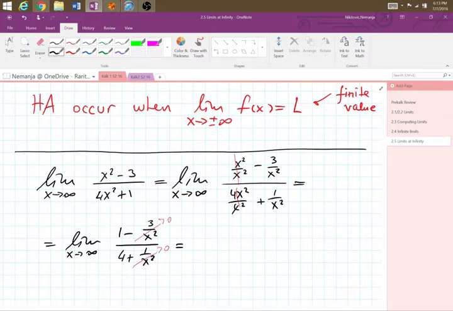And the limit of 1/4 is just 1/4, right? Because we know the rule, limit of a constant is that constant. So we will say horizontal asymptote at y equals 1/4, because the limit was 1/4.